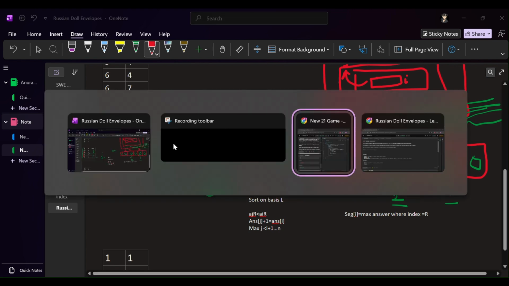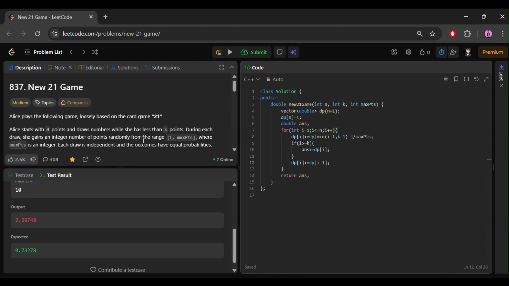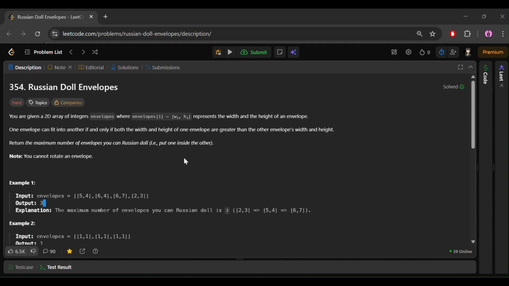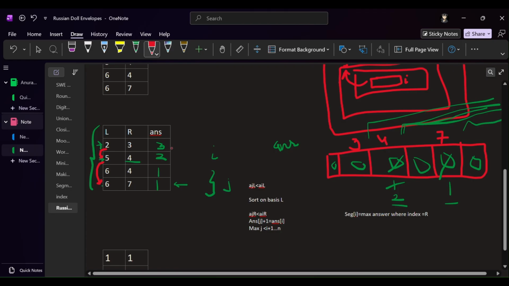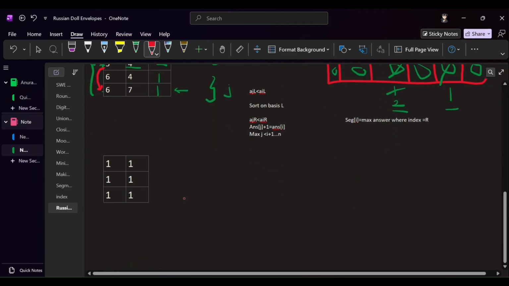So for this problem we need to return the maximum number of envelopes you can achieve. So we need the maximum, and this answer is 3. So this problem's answer is going to be 3. Okay, move to the next simple test case.